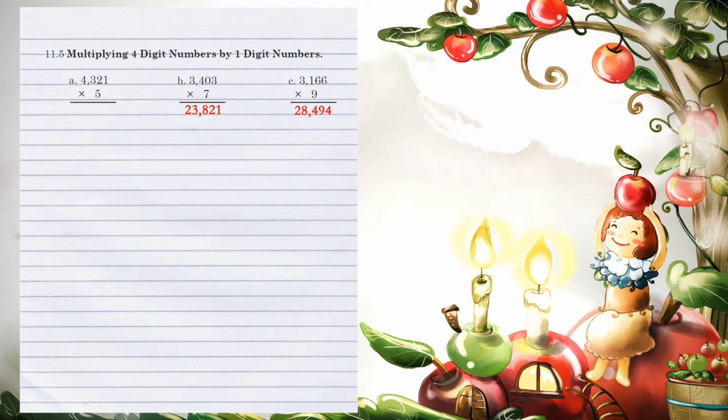Let's look at the second number. 5 times 2 is 10. Write down the 0. We'll carry the 1 over into the hundreds position. 5 times 3 is 15, plus the 1 is 16. So we're going to write down the 6, carry the 1 over into the thousands position. And then the last number, 5 times 4 is 20, plus the 1 is 21, for a final answer of 21,605.